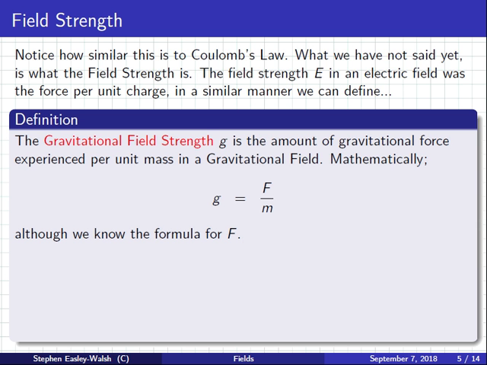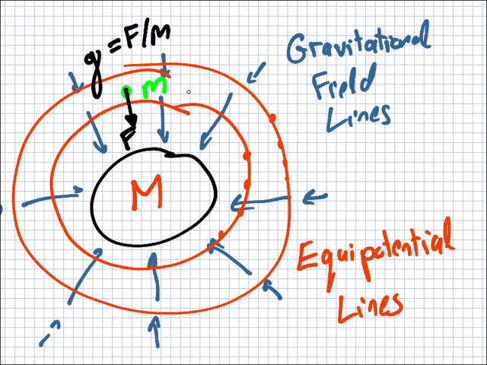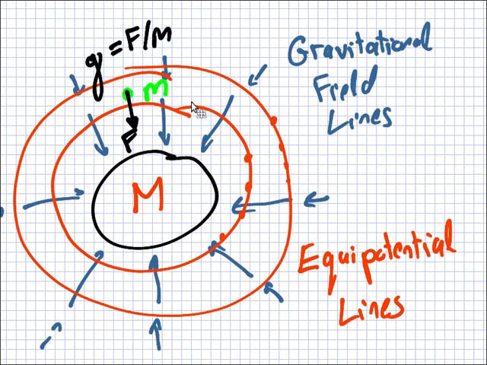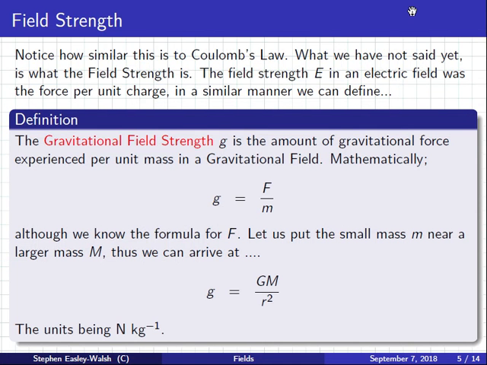Okay, so we have a formula for F. So let's put a small mass near a large mass. Let's see what formula we get. If we look at this picture, that's G M M over R squared over small m. So the small m's cancel, and you're left with GM over R squared. That's another formula. And of course the units, newtons per kilogram.